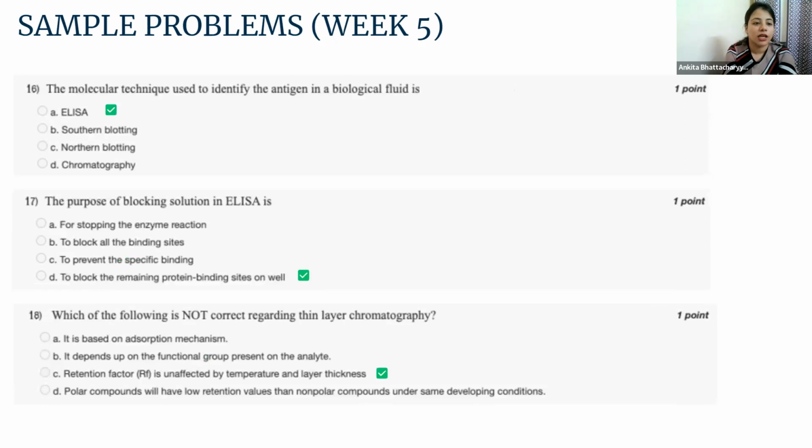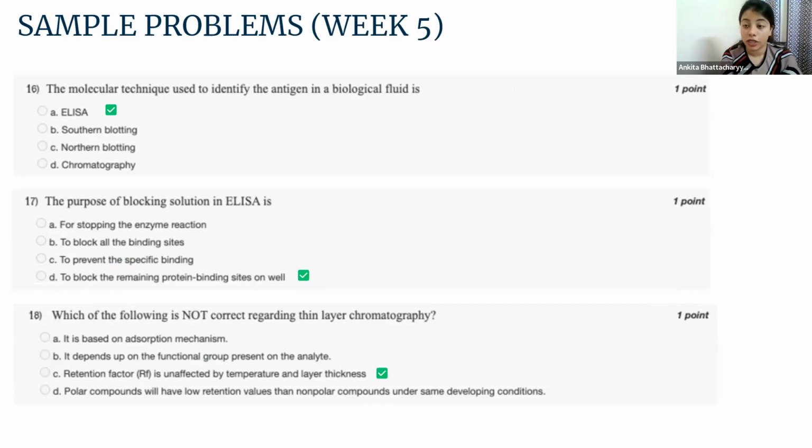Then coming to question 16, sample problem. We are talking about the molecular technique which is used to identify the antigen in a biological fluid. So when you're talking about antigen, if you want to identify an antigen, you most definitely need an antibody. So if you look at the options here, the only immunotechnique per se here is ELISA. That's the easy, shorter way of actually getting to the answer to this question.